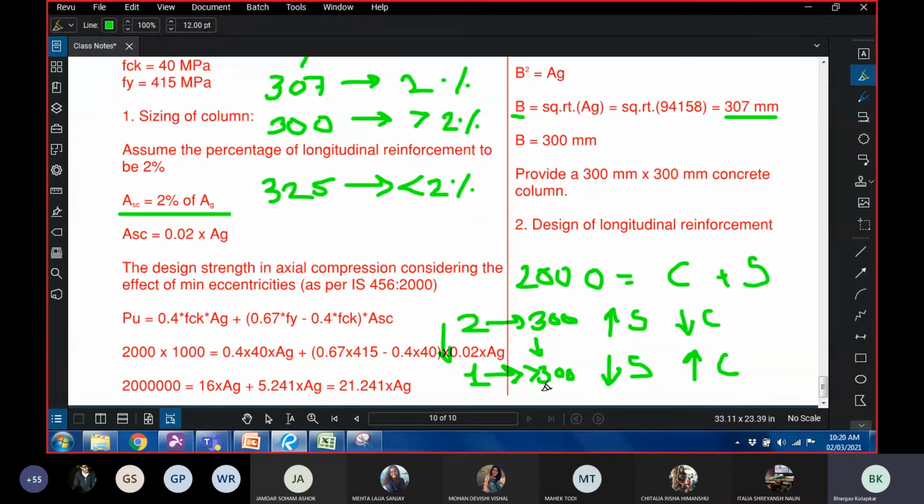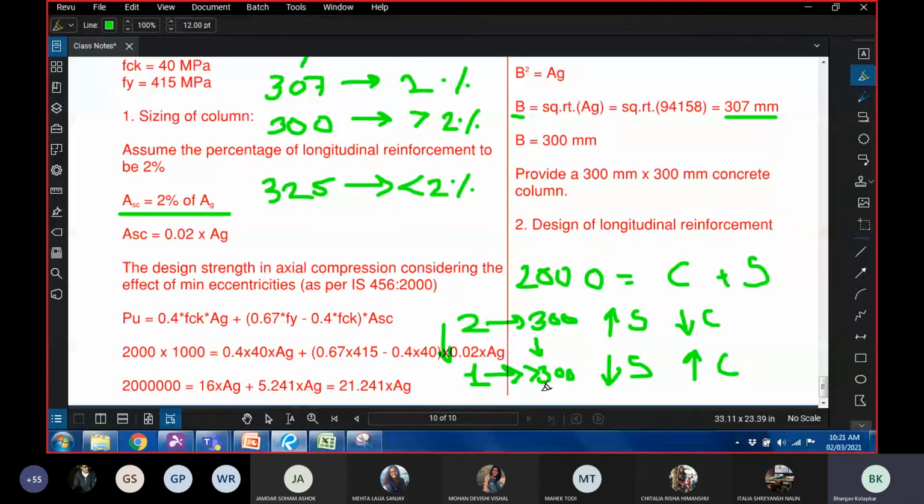Okay. So now the question is, how do we know that 2% is correct? The thing is, there is no correct and incorrect here. It always depends upon how much reinforcement you are comfortable with and what dimension of the column you are comfortable with.